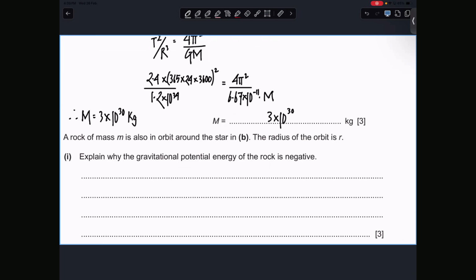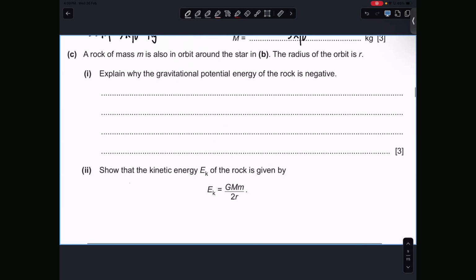Yes. The rock of mass m, okay, this is important. The rock of mass m is also in orbit around the star. The radius is r. Explain why the gravitational potential energy of the rock is negative. This is that 3-mark generic question. Can you answer?